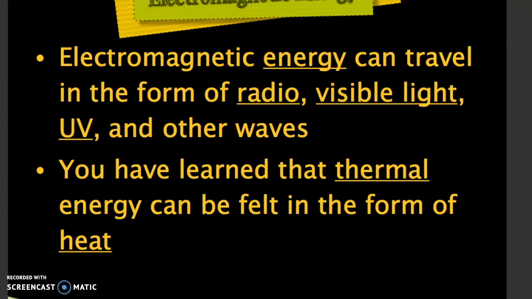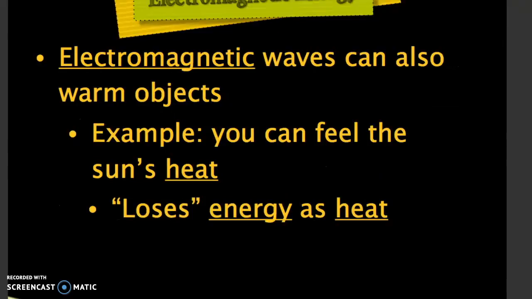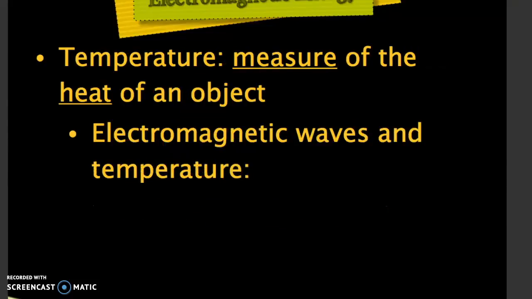So you have learned that thermal energy can be felt in the form of heat. So not only does heat warm objects, but electromagnetic waves can also warm objects. So when you feel the sun's heat, that's not thermal energy that you're feeling. That is actually electromagnetic energy. An object's temperature is the measure of the heat of an object. And we're going to be looking at how electromagnetic waves interact with temperature.